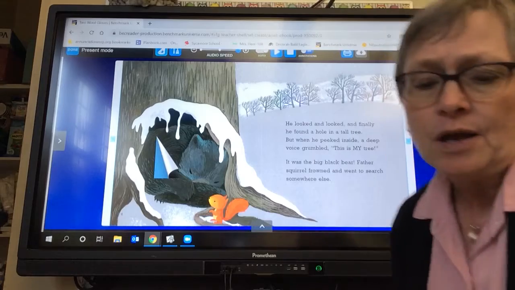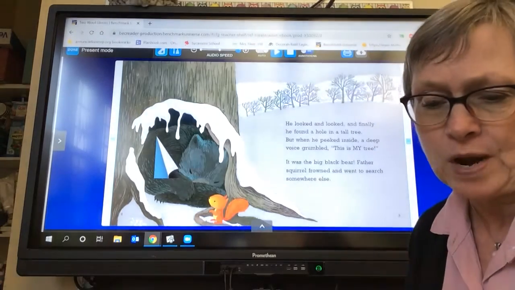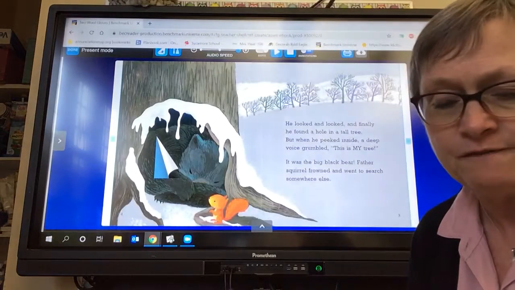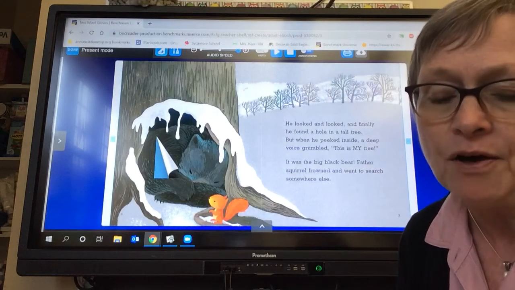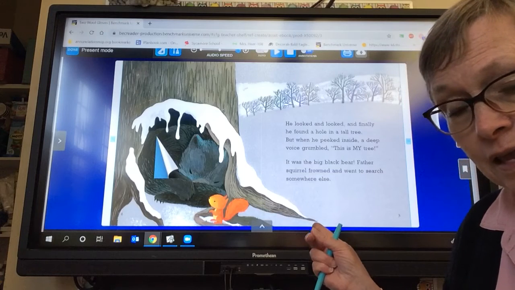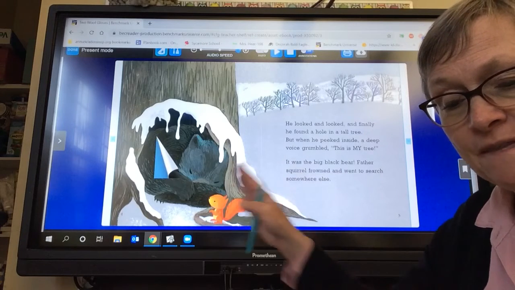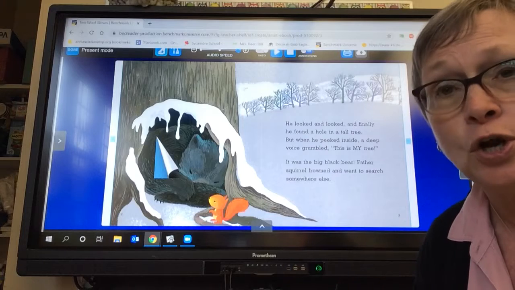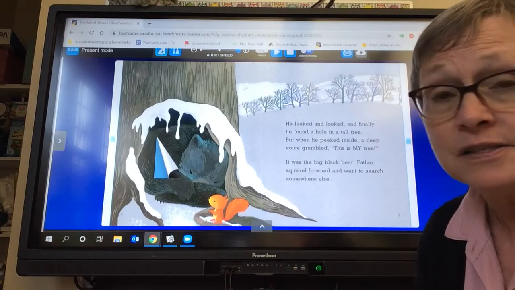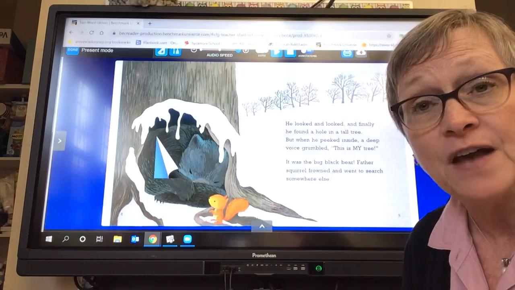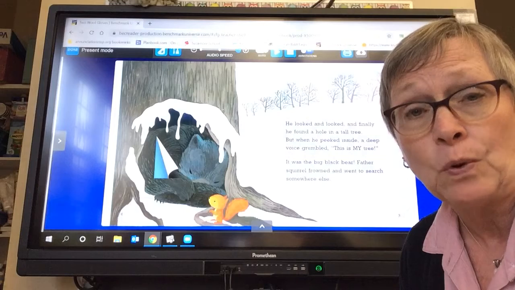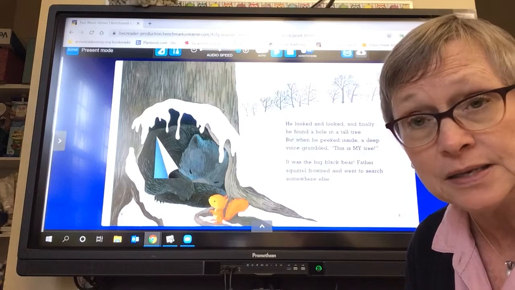So readers, we've discussed how authors write, and they have a very specific purpose or reason for writing. That means the author is trying to tell the reader something. And I think the author's purpose on these pages is to show me how Father Squirrel loves Mother Squirrel and the 5 babies so much that he's out looking for a nice warm place for them to live, right?